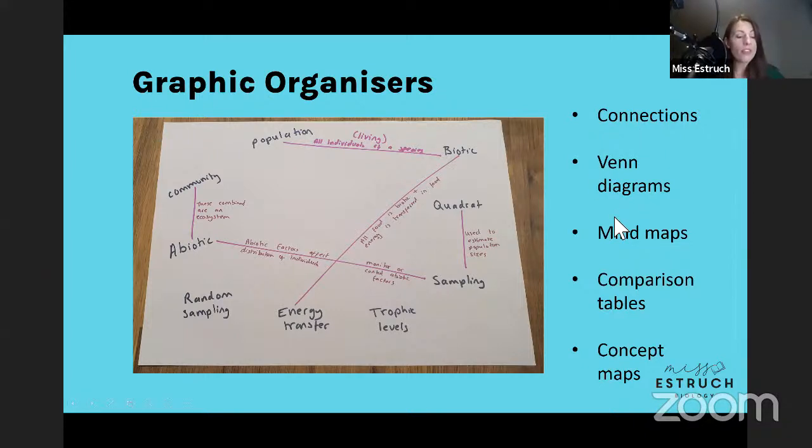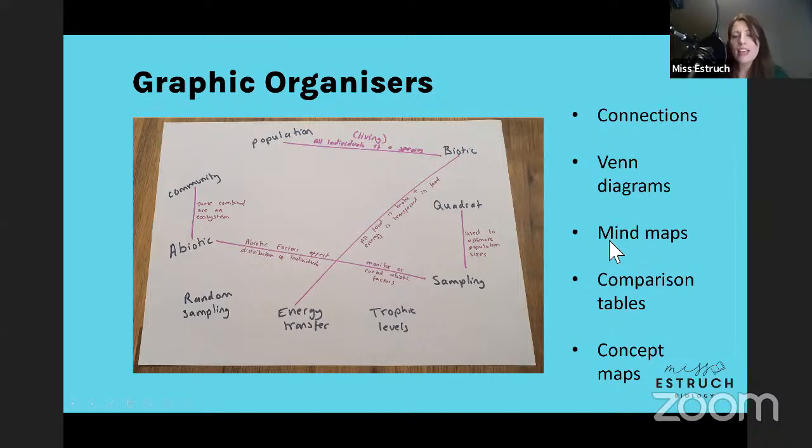Venn diagrams. So this would be useful to be able to start to see similarities and differences, because some of the exam questions are compare or contrast. So Venn diagrams are really good at improving that exam skill.